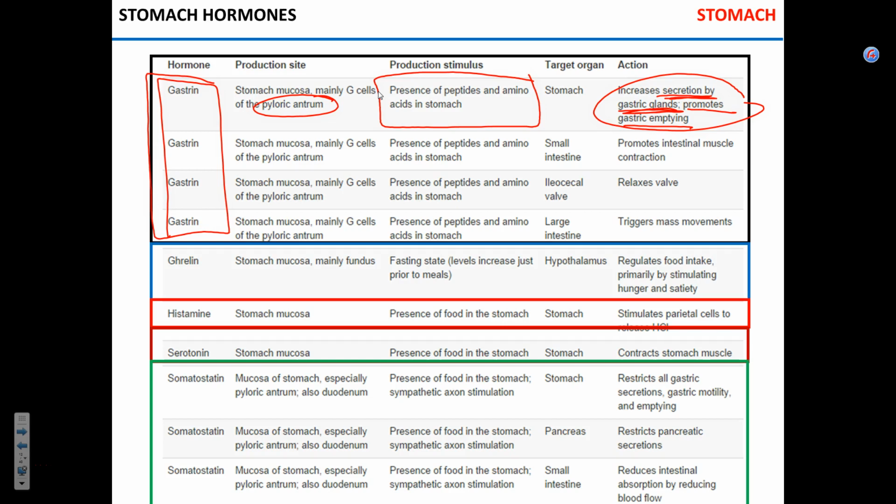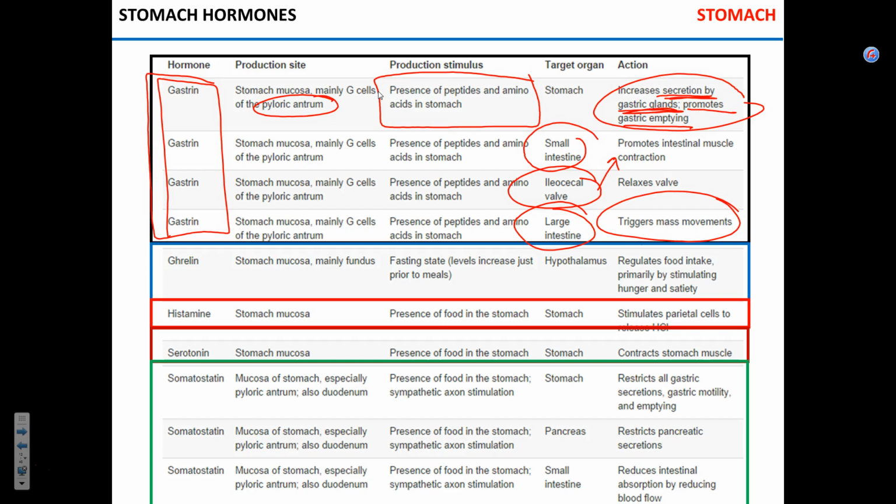It will act on the small intestine, leading to contraction of the intestinal muscles, which will push the food towards the anus. Does that make sense? Like pushing food forward. Are we clear? It will open the ileocecal valve, the sphincter between the small and the large intestine, and it will stimulate powerful contractions of the large intestine called mass movements.